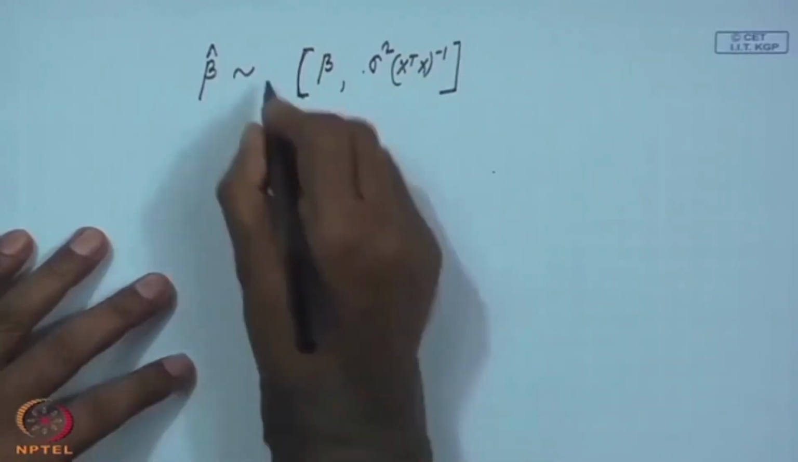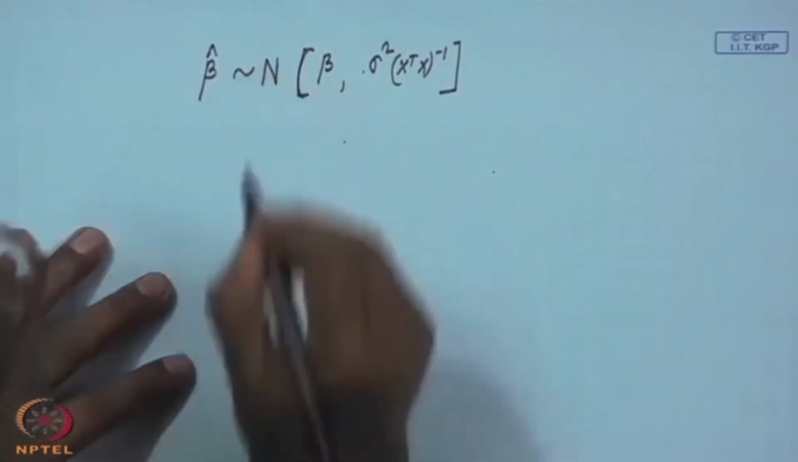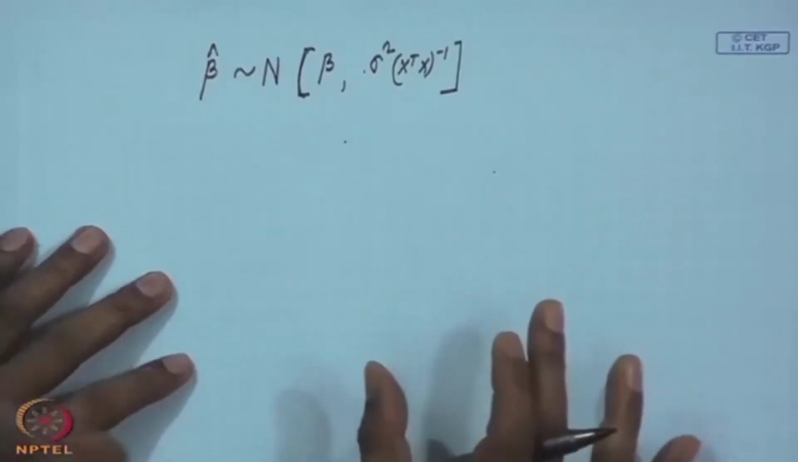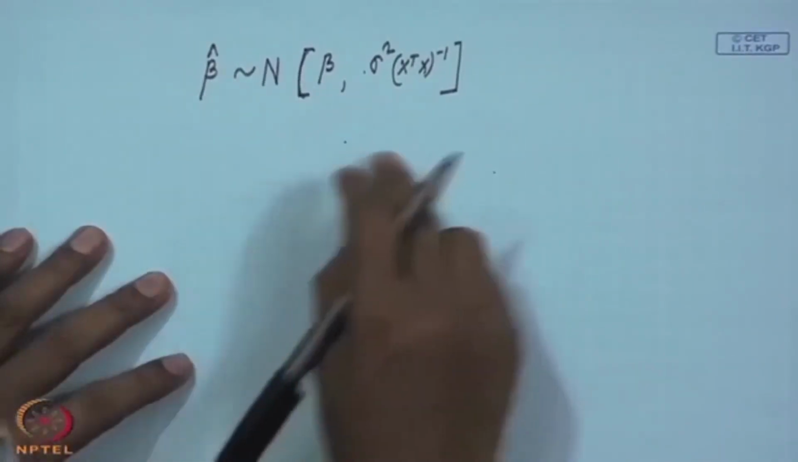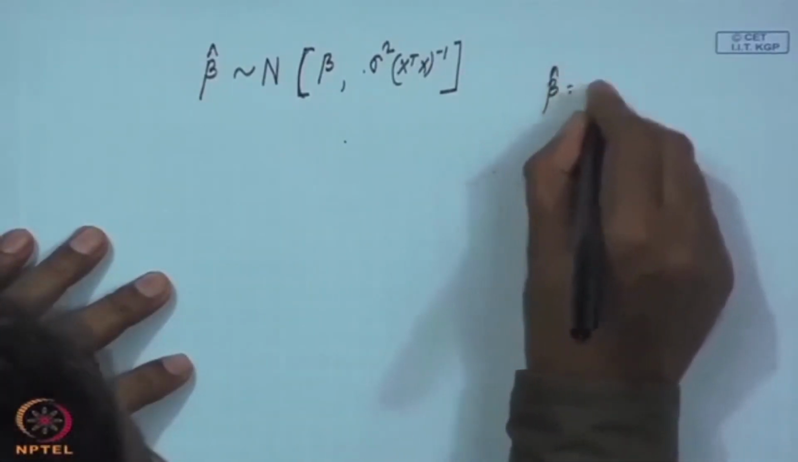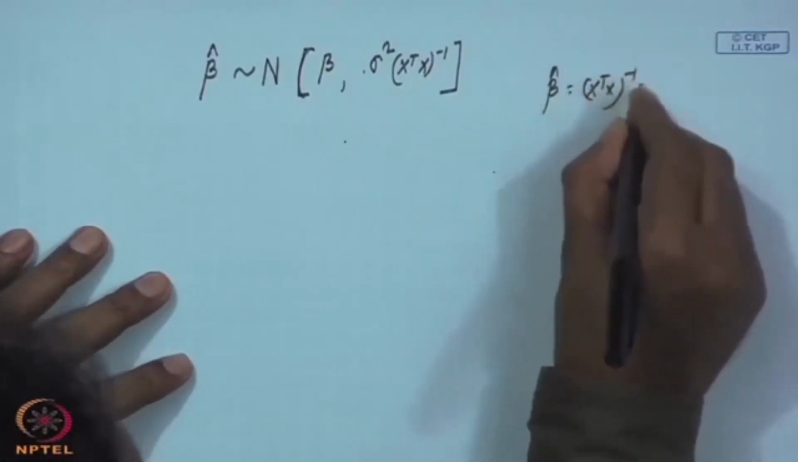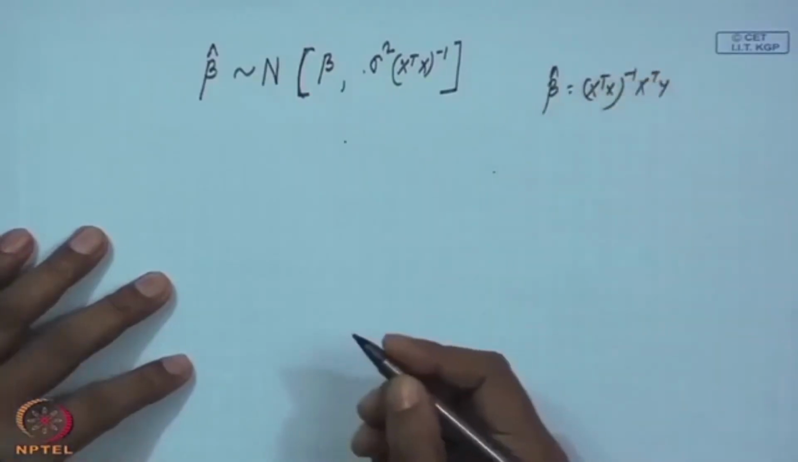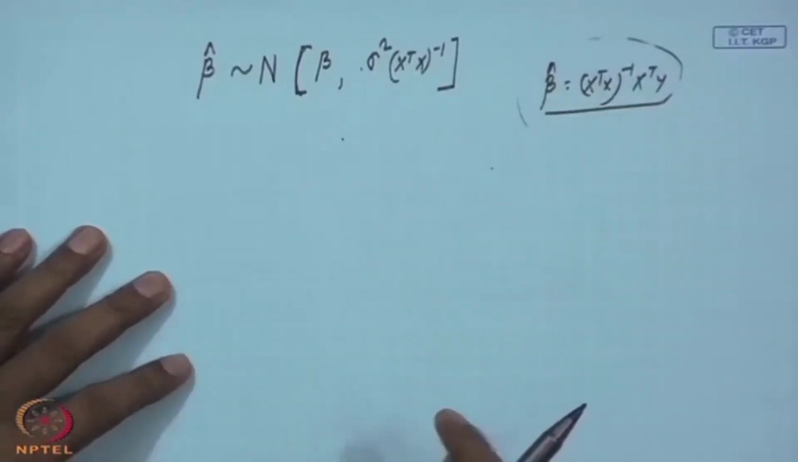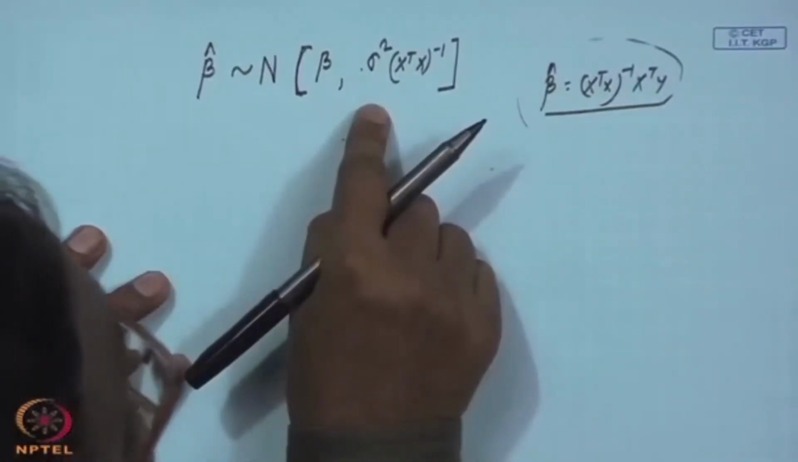What will be the distribution? Its distribution will be multivariate normal, this is the assumption. We have started with that data coming from multivariate normal, and the way you have estimated beta, beta cap is x transpose x inverse x transpose y. So, here what happened, because of this multivariate normality assumption, this will also become multivariate normal.